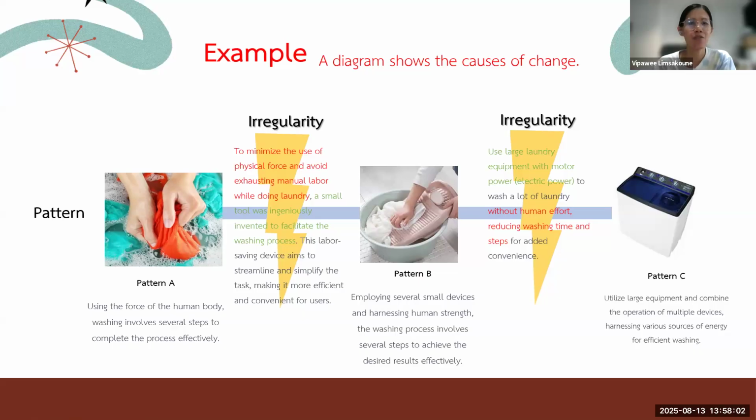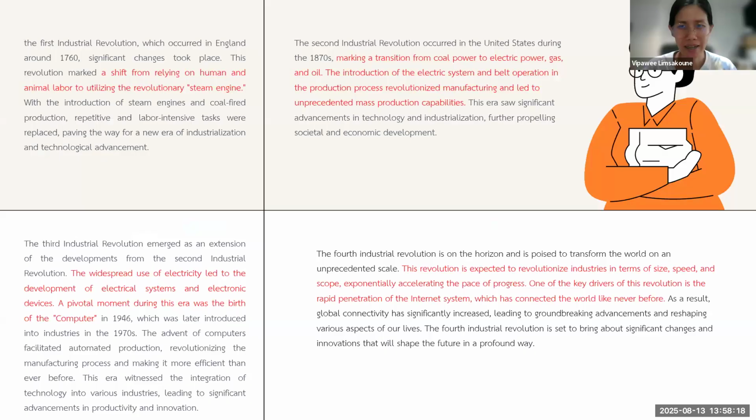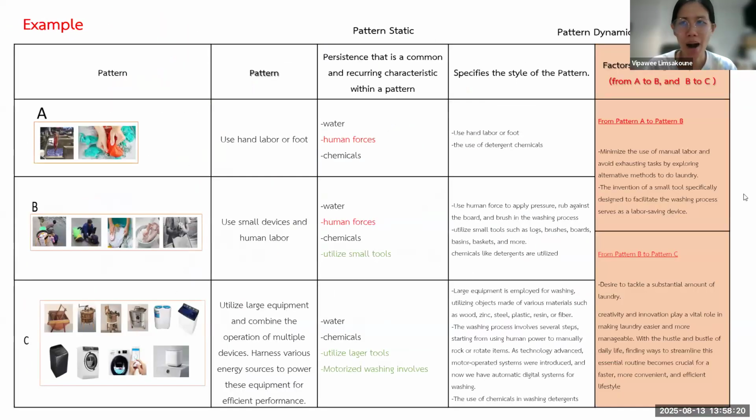Okay. I would like to show you guys here, because for today's activity, you will need to use this diagram to summarize your pattern and irregularity analysis as well. Okay. Just to make sure everyone is on the same page. The irregularity part is this point here, this part here, factor creating new pattern. Okay.